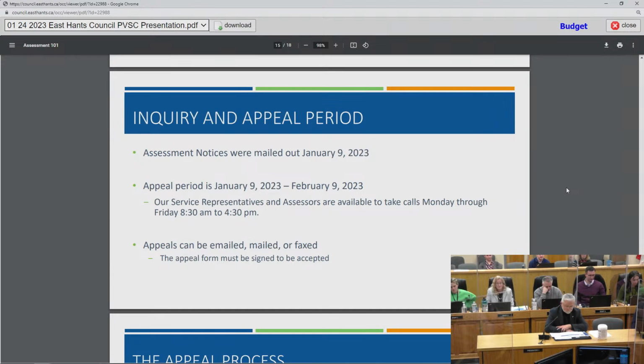So we mailed assessment notices January 9th of this year, and pursuant to Section 63 of the Assessment Act, all property owners in Nova Scotia have 31 days to appeal their assessment. All of that information is contained on each assessment notice and on our website as well. So the appeal period for this year is January 9th to February 9th, 2023.